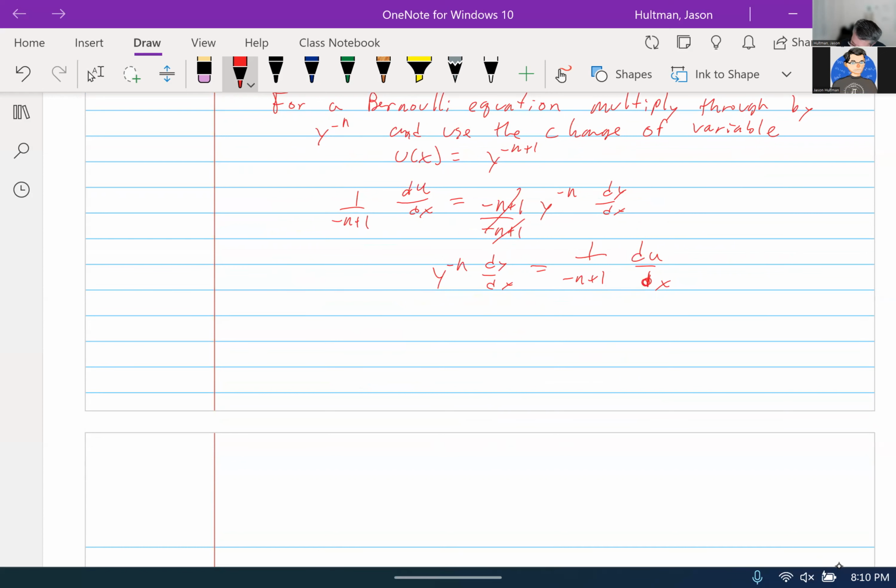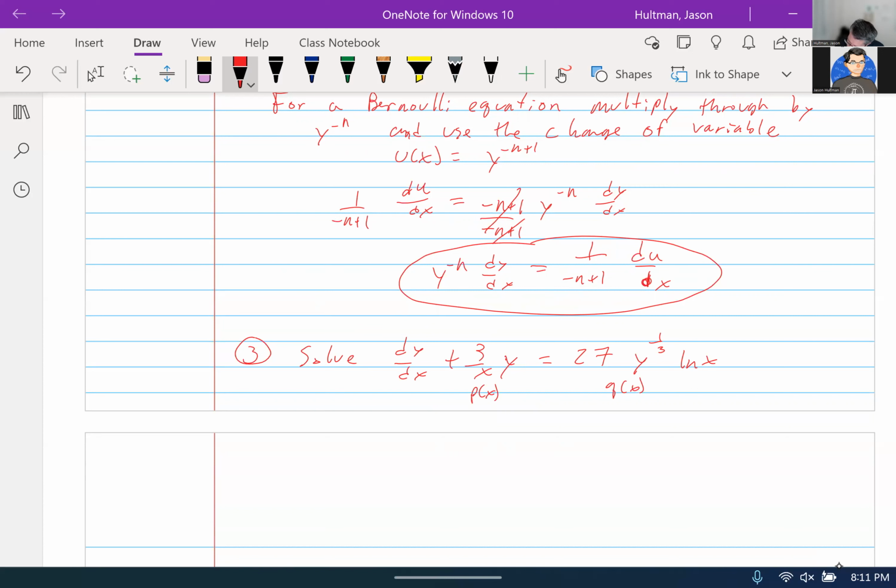Okay, so let's solve this Bernoulli equation. Solve dy dx plus 3 over x y is equal to 27 y to the 1/3 times natural log of x. So we have kind of p of x here, and we have kind of q of x with 27 and natural log of x, but we've got this y to the 1/3 kind of gumming up the works.